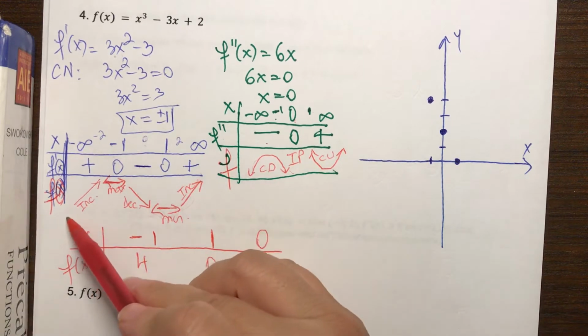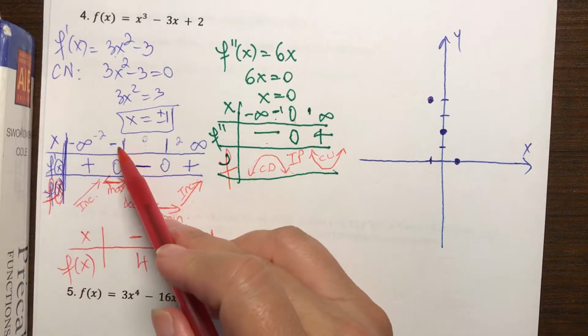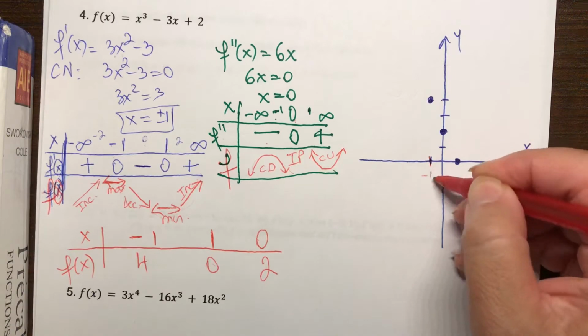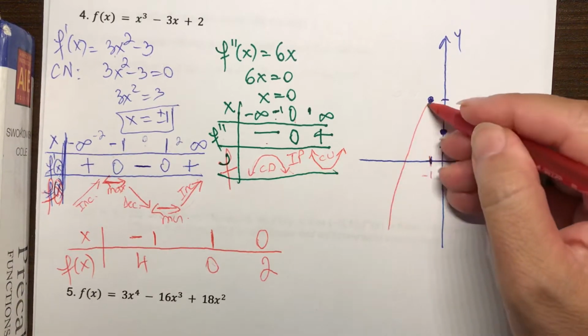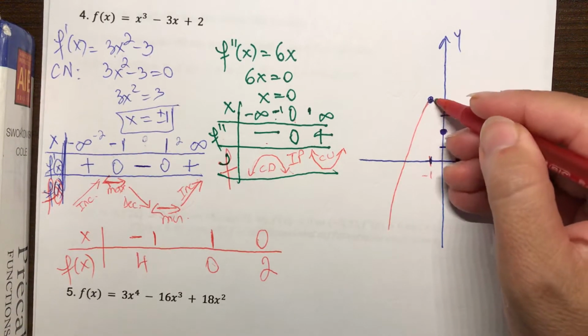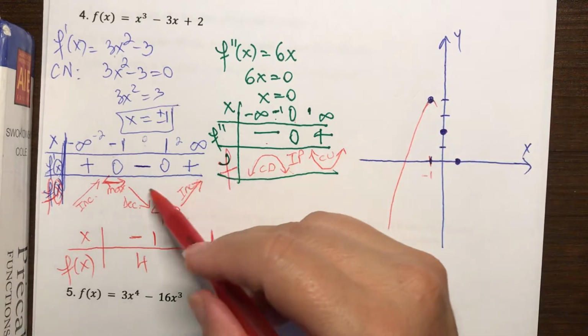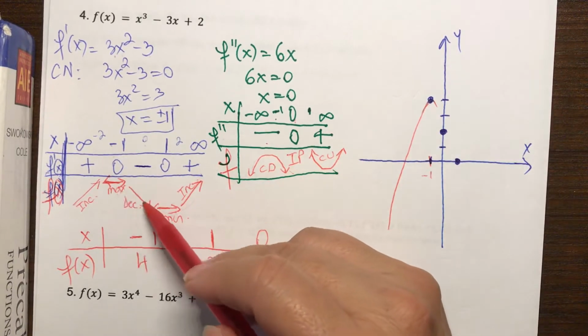I know my function is going to be increasing until I reach this x of -1, by the way, yes? So my function is going to go up until I reach this point. What does it do? It's going to start coming down, yes? There's a maximum point there, okay?